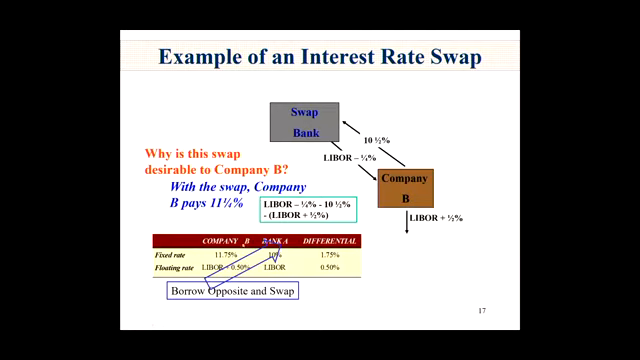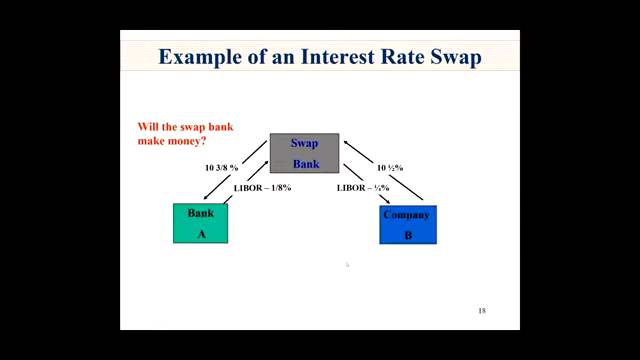How much would Company B have paid if they were going to directly borrow fixed? 11.75. So with the swap, they're only paying 11.25, right? So Company B is better off by 0.5%. So they're better off in the swap. Okay. Well, why would the swap bank do this?